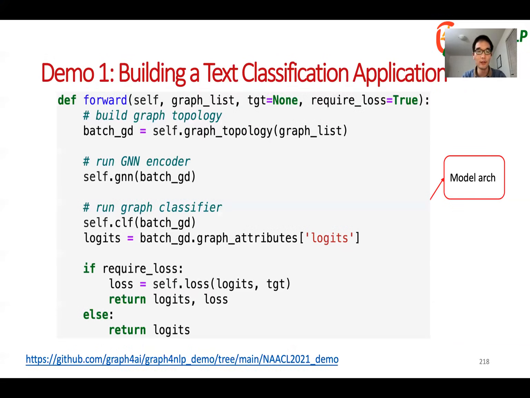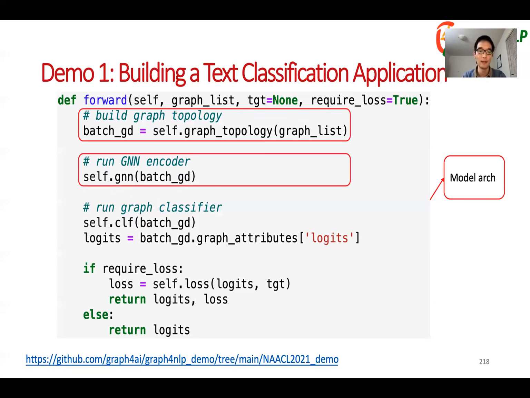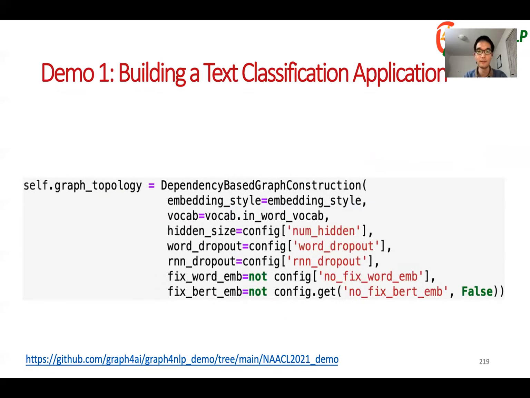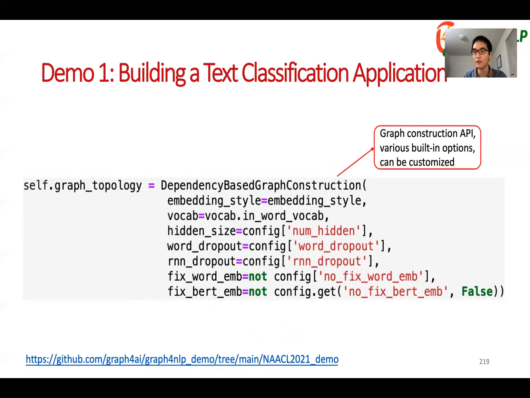This piece of code shows the overall architecture of our model, which contains 3 steps. The first step is to build the graph topology. The second step is to run a GNN encoder. And the third step is to run a graph classifier. Here we call the graph construction API to create a graph topology builder. There are various building options provided by the library, including dependency graphs, constituency graphs, and IE graphs. And the library also supports customized graph construction modules.